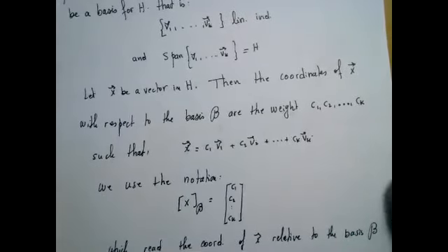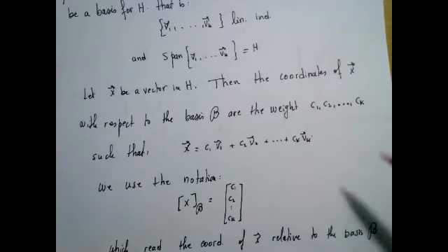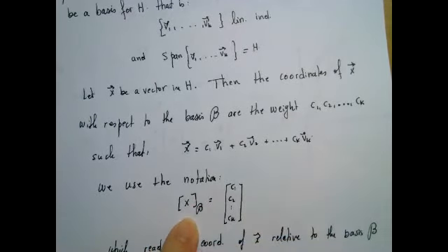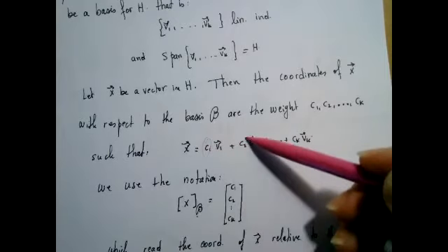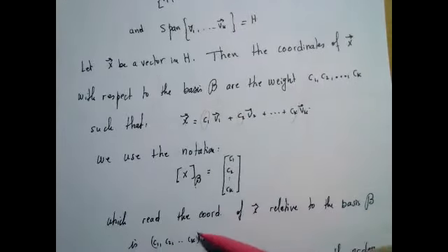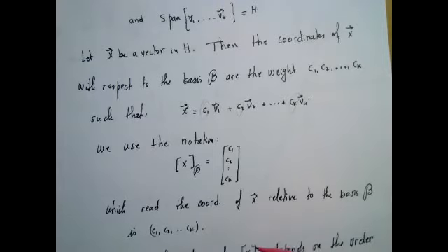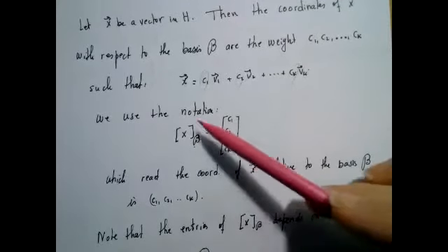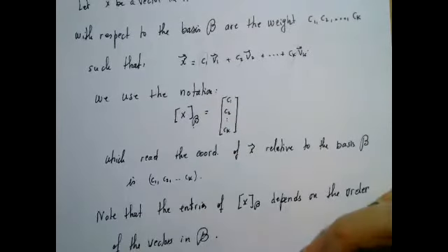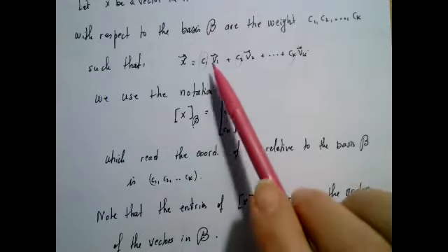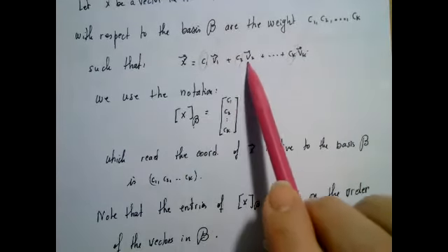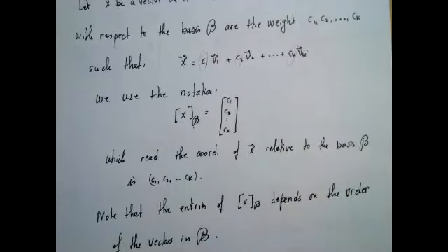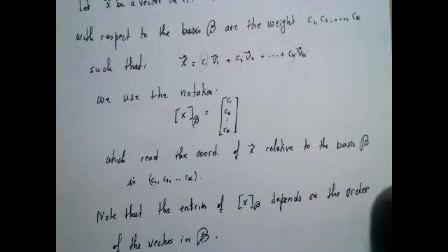And we use the following notation for the coordinates with respect to a basis. X subscript B, where B represents the basis, is the coordinate vector C1 through Ck, those weights. And this reads: the coordinates of X relative to the basis B are C1 through Ck. Note that the entries of the coordinate vector depend on the order of the vectors in the basis. So if I order them V1, V2 through Vk, C1 is the weight I put on V1, C2 the weight I put on V2, etc., Ck the weight I put on Vk. Okay, so that's the definition, and let's do two examples.